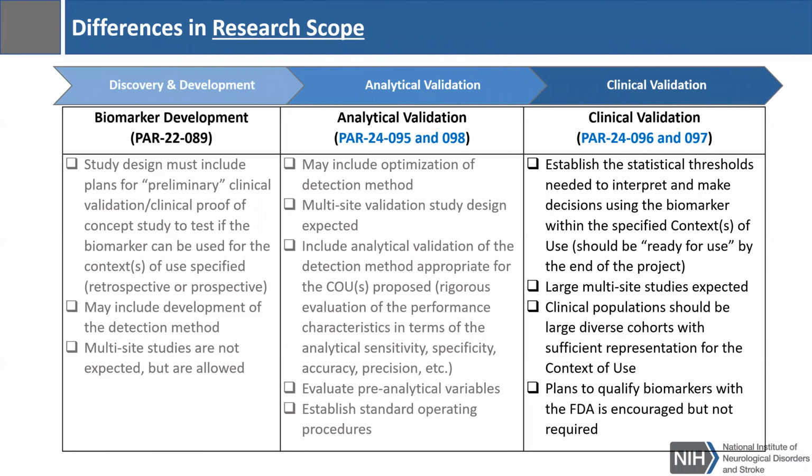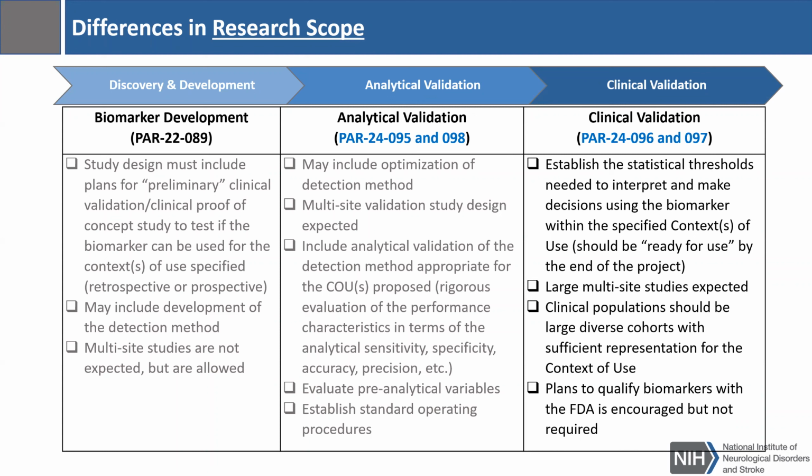Finally, in the clinical validation PARs, you're going to establish the statistical thresholds needed to interpret and make decisions using the biomarker within the specified context of use. And when we say context, you should really only have one, maybe two at most. More than that really isn't going to be feasible within a 5-year grant period. Large multi-site studies are expected.